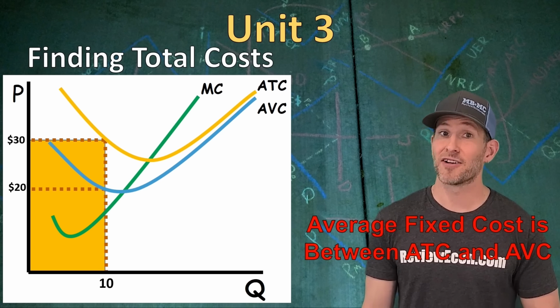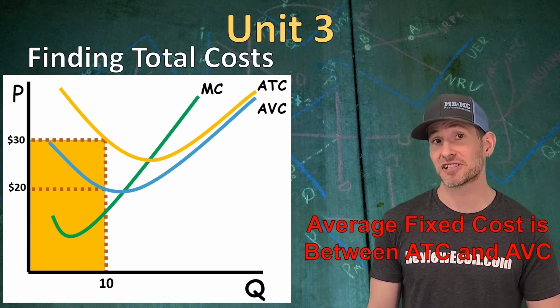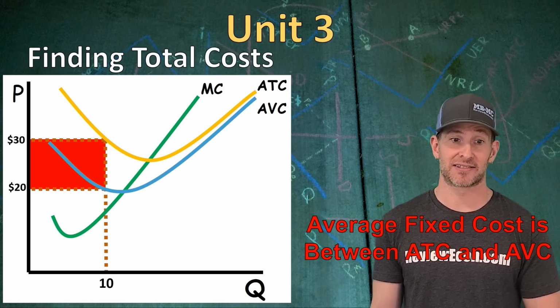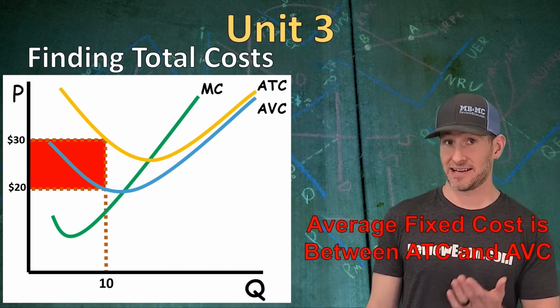If we were trying to find our fixed cost, remember that the average fixed cost is the gap between the average total cost and the average variable cost. Here we have that being a value of $10. Times that by the quantity of 10, and that tells us our fixed costs for this firm are $100.